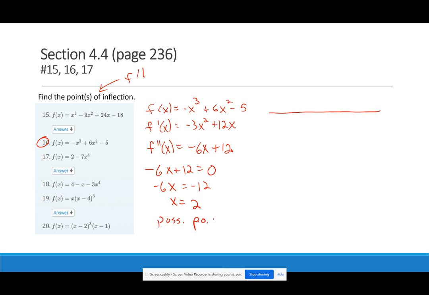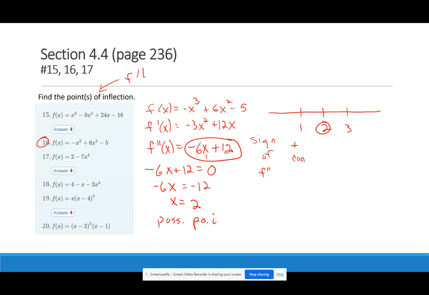point of inflection. Okay. So I need to test the concavity on either side of that possible point of inflection to make sure it changes. To be an actual point of inflection, the concavity must change. So I'm going to look at the sign of the second derivative on either side of 2. So if I plug in a 1 into here, I'm going to get negative 6 plus 12. I'm going to get a positive 6. Positive is all I really care about.